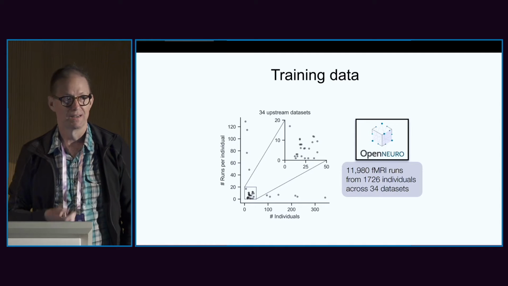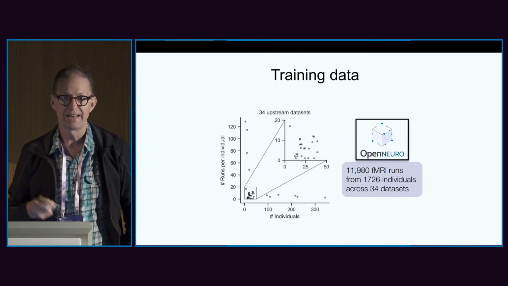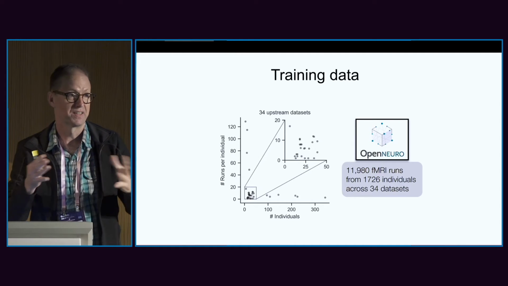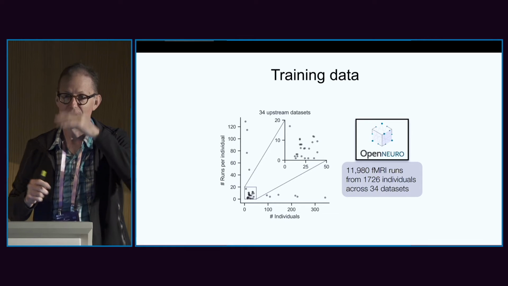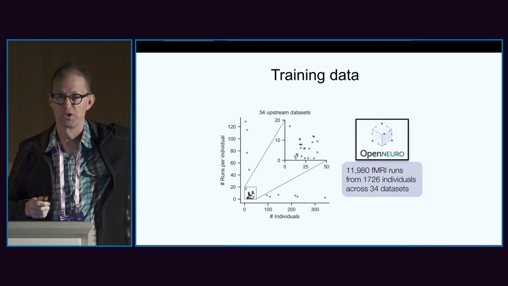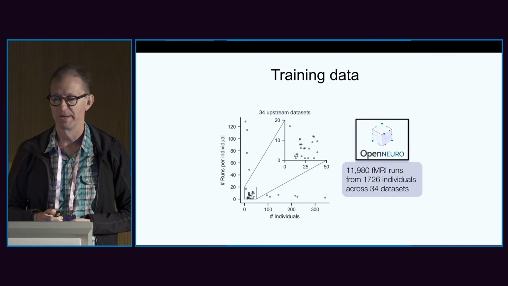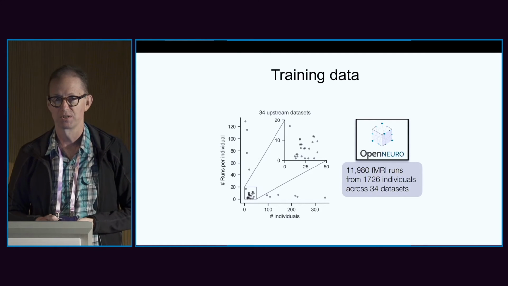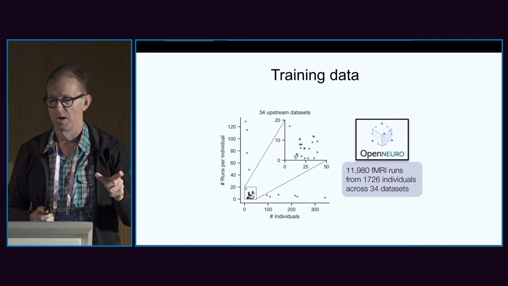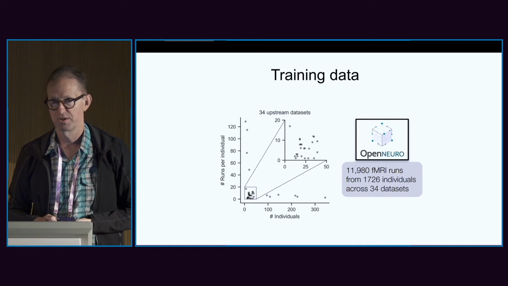With the training data, we didn't use all of OpenNeuro. The data needed to be pre-processed in the same way, and we don't yet have all of OpenNeuro pre-processed in the same way. I'll tell you a bit about how we pre-processed it in a moment, but we used almost 12,000 fMRI runs from about 1,700 people across 34 data sets.